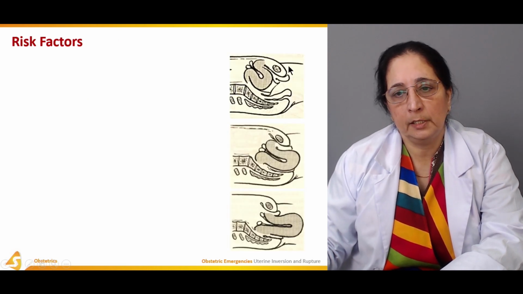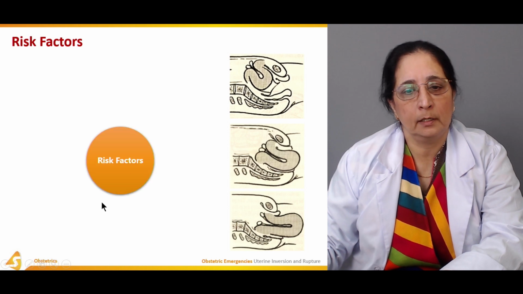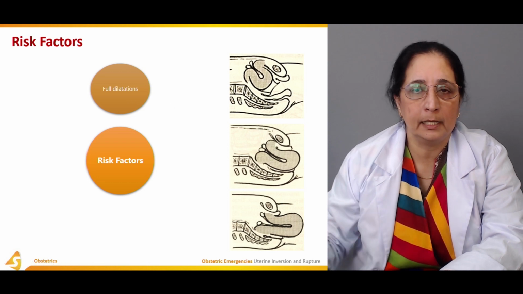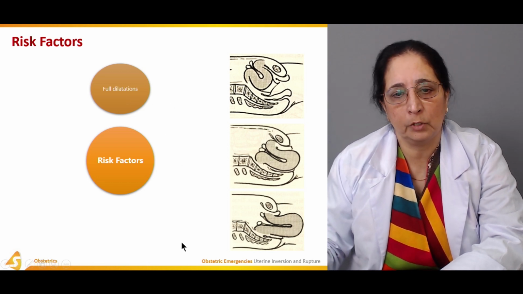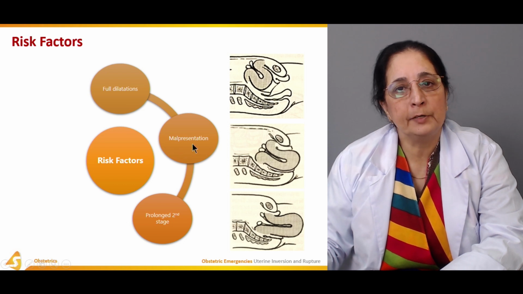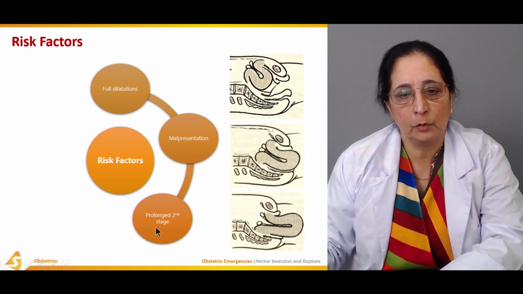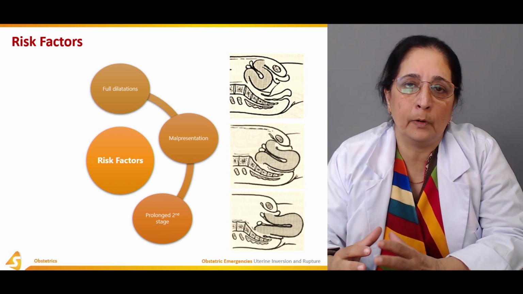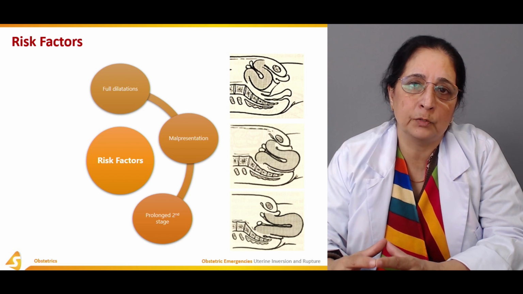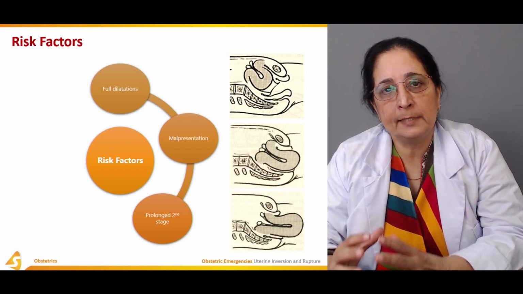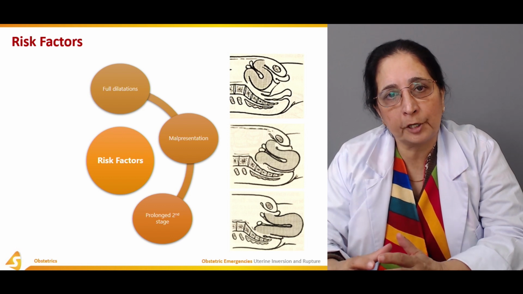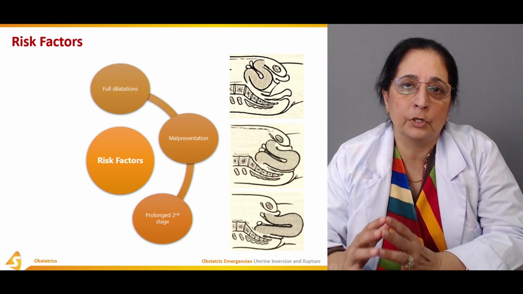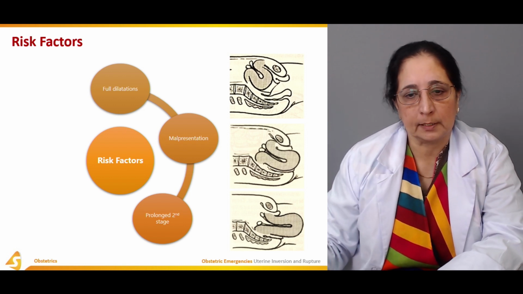Risk factors for uterine inversion: full dilation. If full dilation occurs, then the uterus can become inverted. Malpresentation of the fetus, prolonged second stage. The second stage of labor is the stage from the full dilation of the cervix to the delivery of the baby. If the second stage is prolonged, there is too much pressure on the uterus, and then it can cause inversion of the uterus.